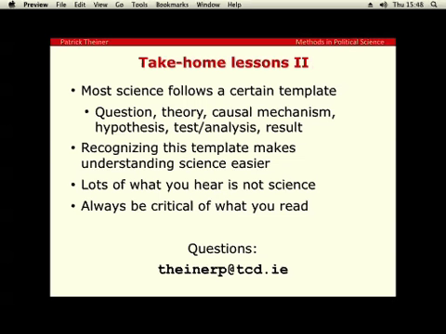Lots of what you read is not science, as evidenced by the New York Times article, even when it comes across all sciencey. There's a wonderful chap in the UK called Ben Goldacre who writes very entertainingly about lots of bad science in the areas of medicine and stuff like homeopathy, and so has a very entertaining blog that I encourage you to check out. So in other words, lots of stuff that comes to you packaged in something called science is actually not science. It's just a load of BS. And try to see through that. It makes it a lot easier if you think of this template here to see through this. And always be critical of what you read.